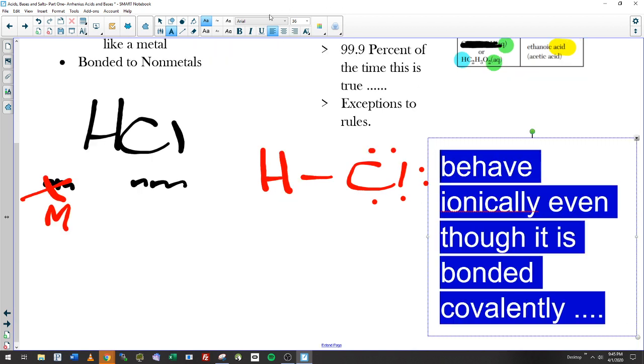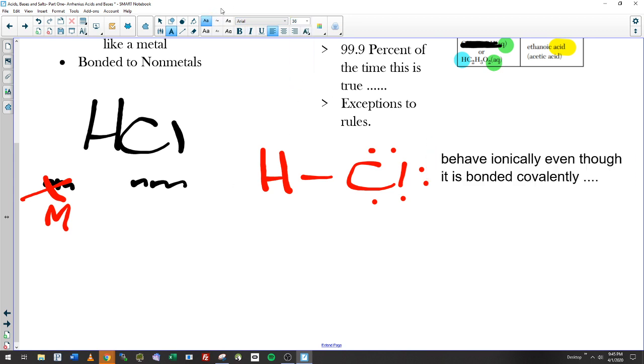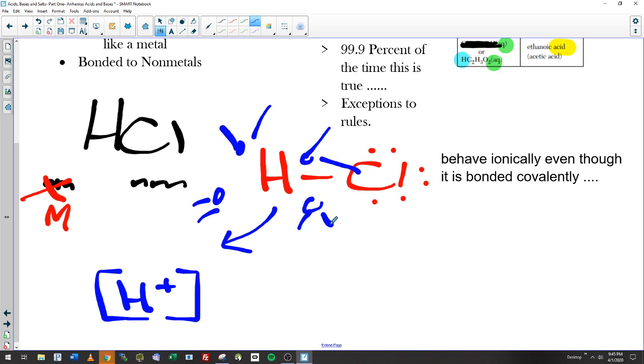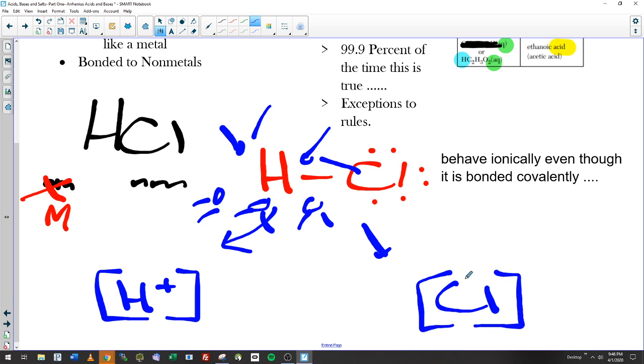And it behaves ionically in the sense that when you put this guy in water, the water is able to split the hydrogen into H plus ions. Like water comes along and it's going to weasel its way in between this. And it is then going to pull the chlorine away. And we're able to split these ions.